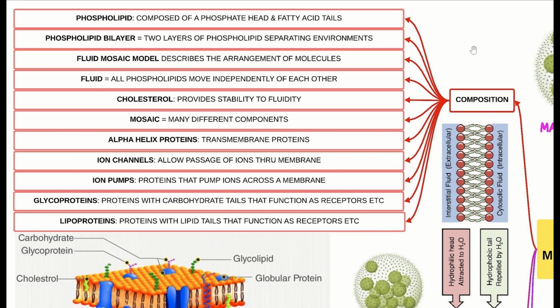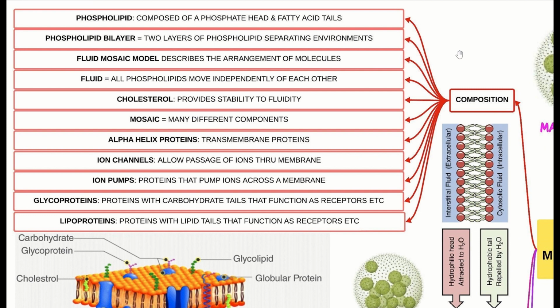Cell membranes are made of phospholipids, and phospholipids have a phosphate head and fatty acid tails. The cell membrane is a phospholipid bilayer, which means it has two layers of phospholipid. Here is a diagram of the cell membrane.